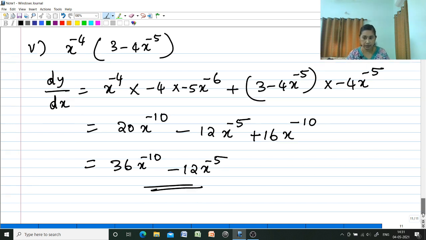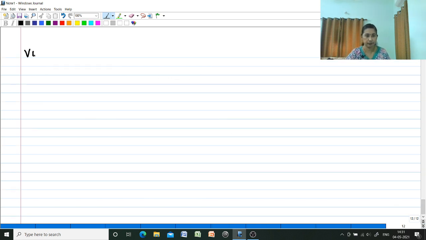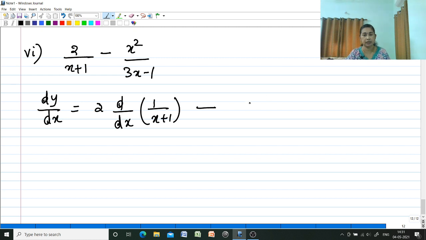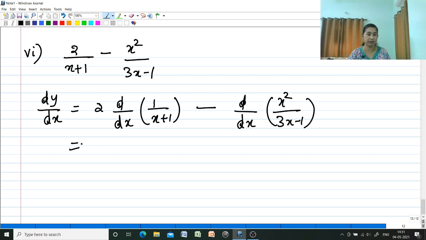And sixth question there, sixth one, find the derivative of 2 by x plus 1 minus x square by 3x minus 1. So dy by dx equals 2 into derivative of x plus 1 by x plus 1, minus derivative of x square by 3x minus 1. Separately we have to find the derivative.